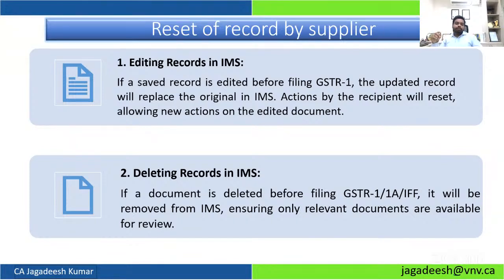Okay. If my supplier has deleted a record which was reported on 1/10/2024, in that case it will be removed from IMS, as well as removed from 2B and from 3B; anyway, it will go off. So if we edit the document or delete the document, in any case it will get reset.